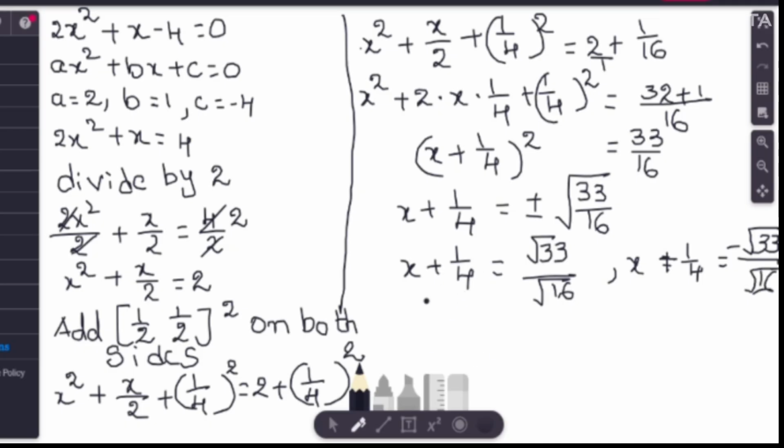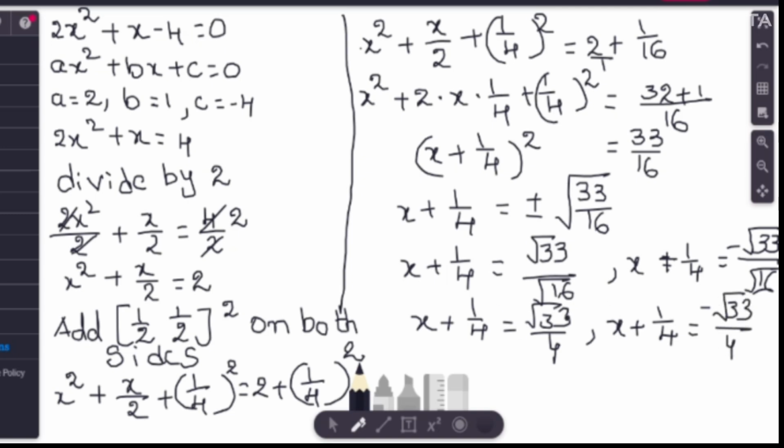Root 16 is a perfect square. So x plus 1 by 4 is equals to root 33 by 4. Here same x plus 1 by 4 is equals to minus root 33 by 4. Now by transposing we will get two roots, that is x is equal to root 33 minus 1 by 4, same x is equal to minus root 33 minus 1 by 4. These are the two roots. By solving this we will get.